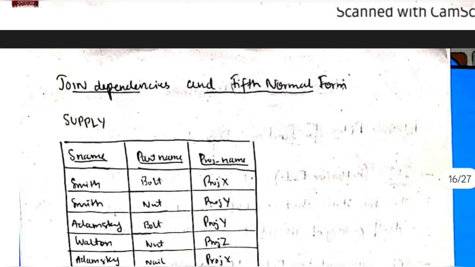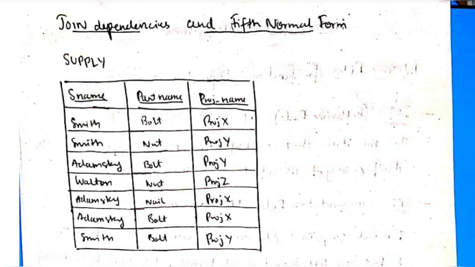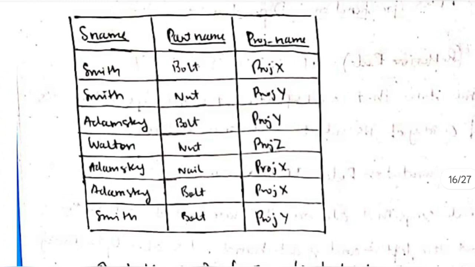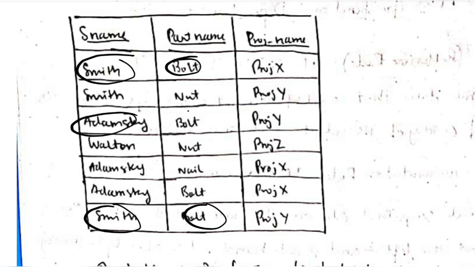Okay, and lastly we have the fifth normal form, which is about join dependencies. If you observe here carefully, some things are repeated. We are just removing the redundancies. That's the main aim of normal forms, right? So in fifth normal form, if you see here, Smith and Bolt is repeated again here, Smith and Bolt. And again here, Adam Sky Bolt, Adam Sky Bolt, it's getting repeated, right? So instead of writing this multiple times, we can just have a single table in which it is written once.